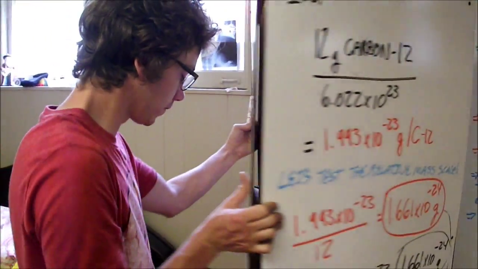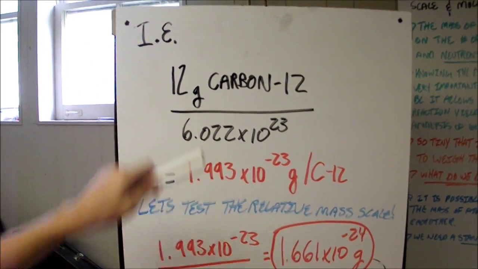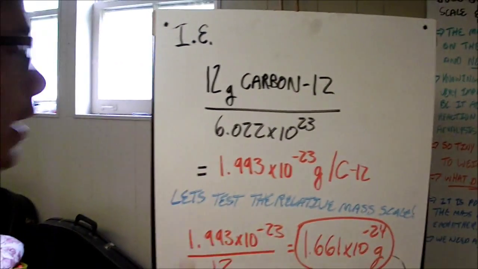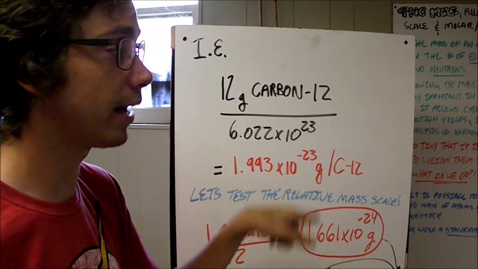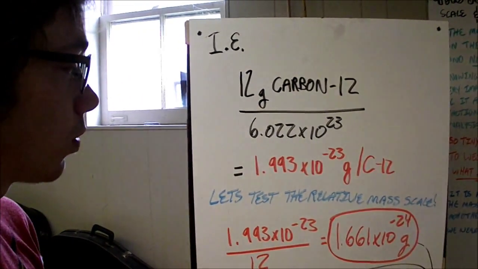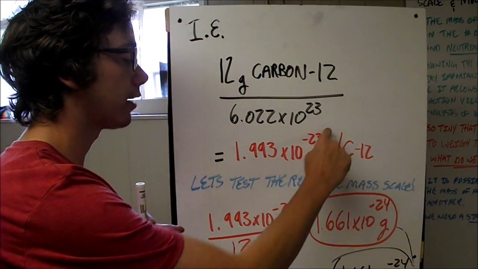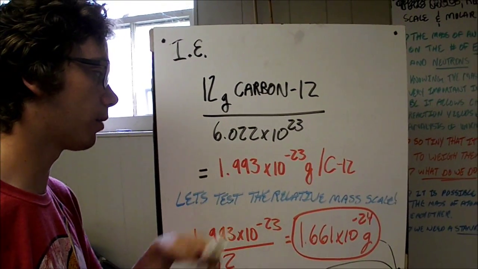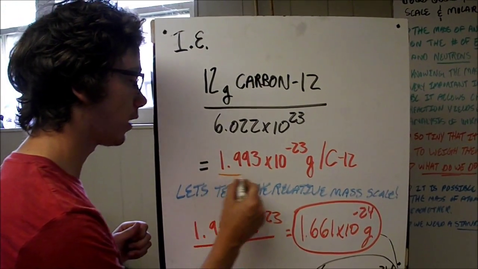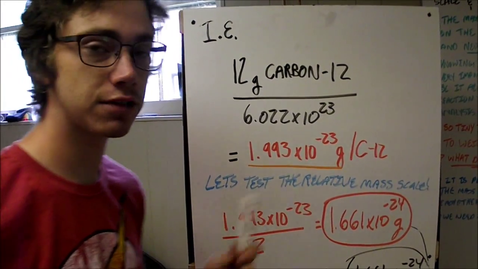So let's test it out. We're going to use carbon, of course. So, example, 12 grams of carbon-12. We're going to divide it by Avogadro's number, because that's the amount of atoms in a mole, which is 12 grams because we know the molar mass, carbon is 12. So, if we divide 12 grams by the amount of atoms in a mole, we're going to find the mass of an exact atom of carbon-12. Which gives us this value, which is 1.993 times 10 to the negative 23 grams. That is the mass of a carbon-12 atom.